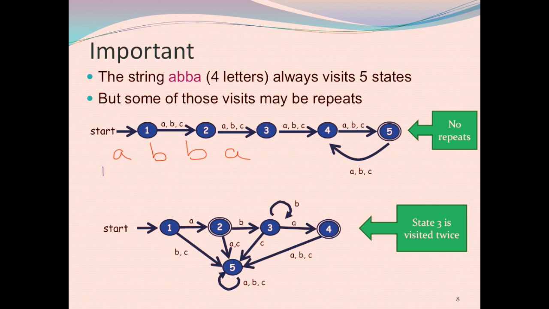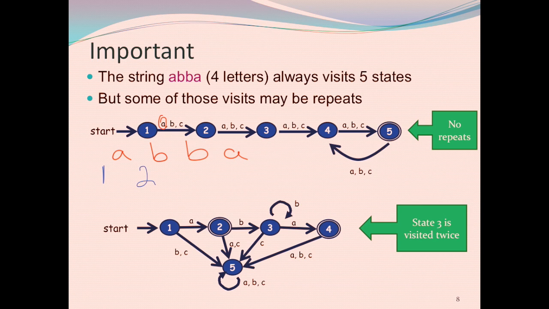So our string ABBA started out at state 1, because we always start at state 1. That's the start state. Then we saw an A, and after we saw that A, we went to state 2.